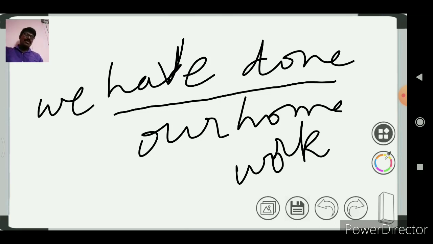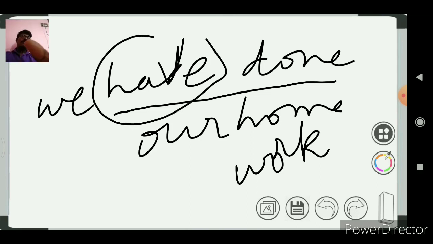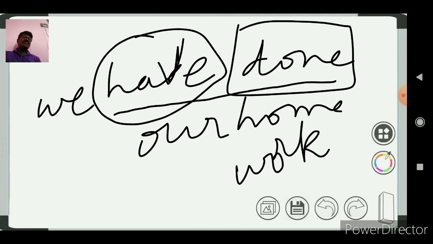Exactly. Next, coming to the auxiliary verb. Is it a primary auxiliary verb or a modal? Have. Primary auxiliary verb or modal? Have form. Exactly, primary auxiliary verb. Coming to done. Main verb. Action word or stative verb? Done. Exactly. Done is the action word. Super, friends. Very good. One more sentence.